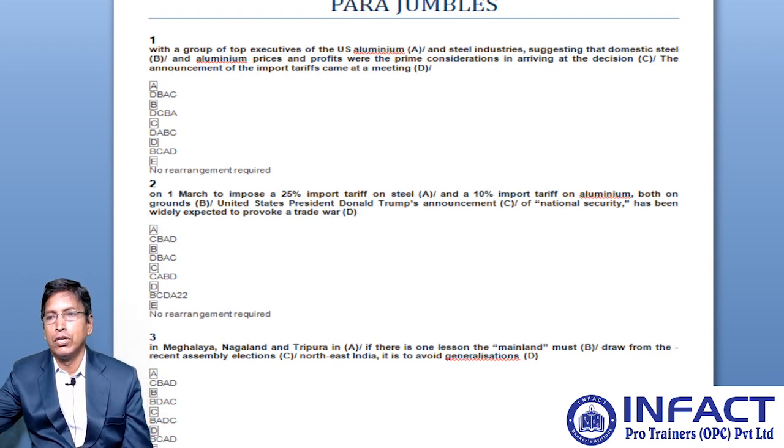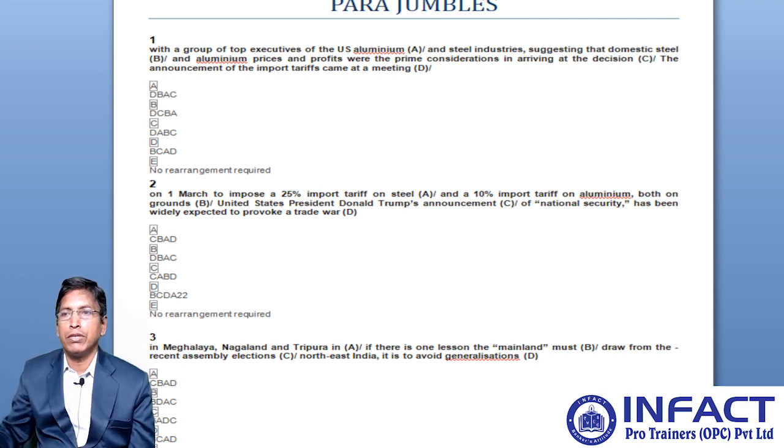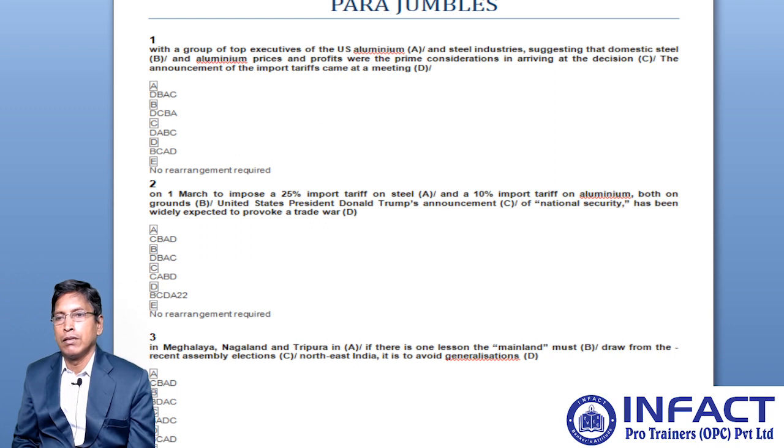On 1st March, to impose a 25% import tariff on steel and a 10% import tariff on aluminum, both on grounds, United States President Donald Trump's announcement of national security has been widely expected to provoke a trade war. So what can be the correct option? Is it CBAD or DBAC or CABD or BCAD or no rearrangement required? From the given information, we can say that the right option should be C, where it is CABD.